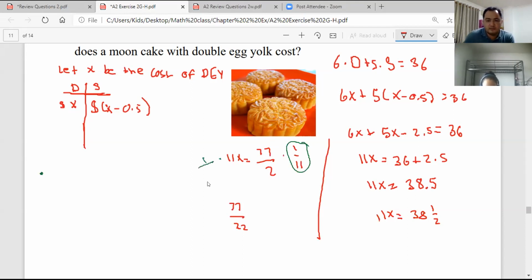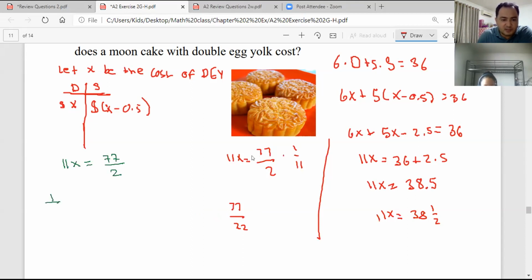So that's 11 over 11. Shahina, what are you doing? Wait, are you tired? I am confused. Here what we have is 11x equals 77 over 2. Now, next step, multiply both sides by 1 over 11 equals 1 over 11 times 77 over 2. Now these 11s cancel each other. Here we have x, and 77 over 11, that is 7 over 2.